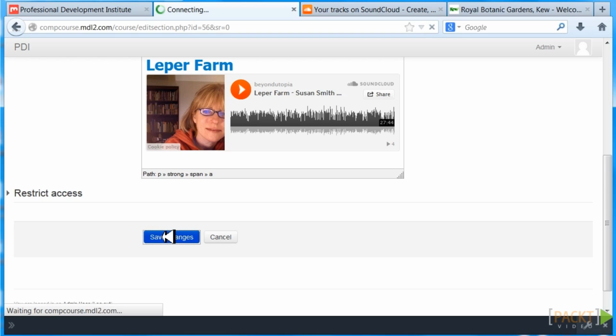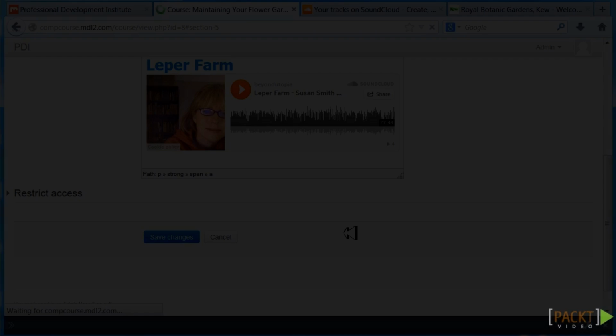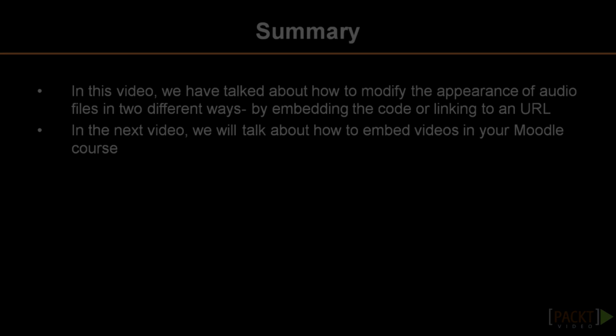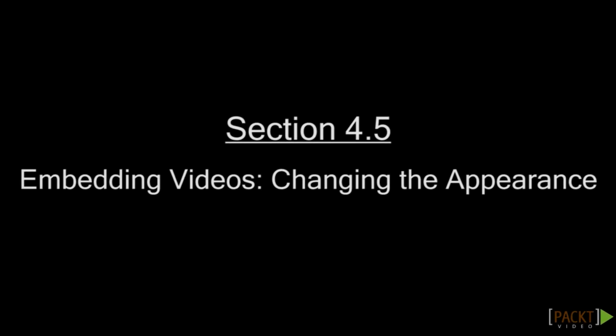I really like embedding the code because you get the sound file, you get the clear appearance of the fact that it's an audio. So in this case, we have learned how to modify the appearance of audio files and links to audio files and discuss two different ways to do them, either by embedding code or by just linking to a URL. In the next section, we're going to talk about embedding videos and changing the appearance of links to videos. Welcome to section 4.5, embedding videos and changing the appearance.